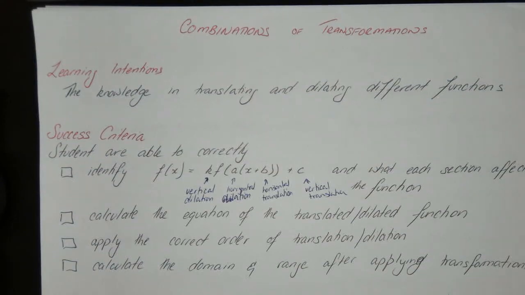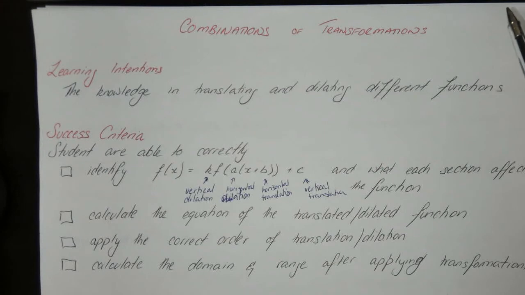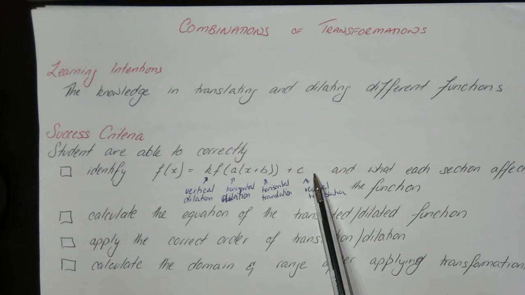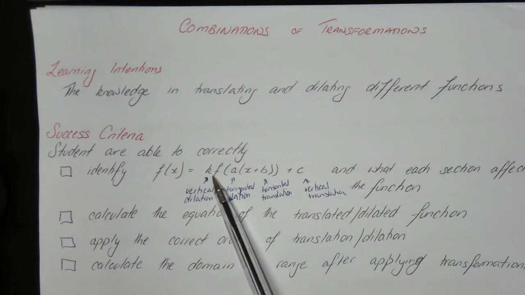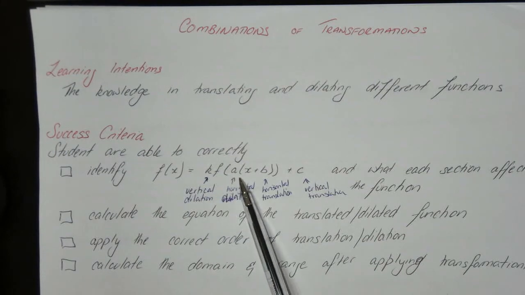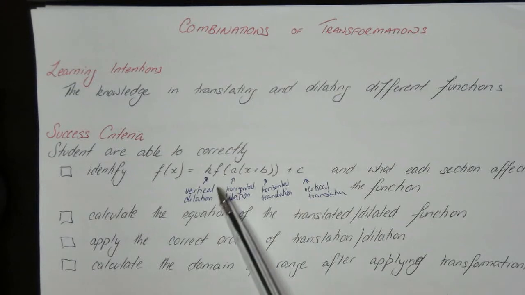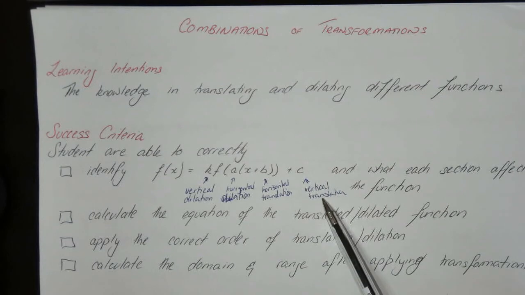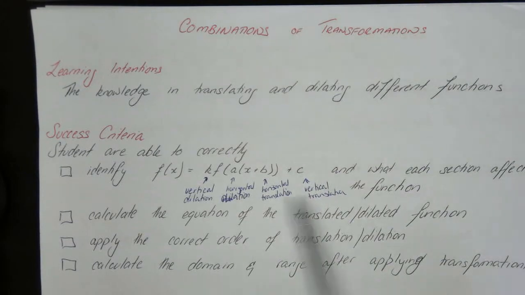Okay, so today we're looking at combinations of transformations. Our learning intention is the knowledge of translating and dilating different functions, and we will be successful if we can identify this formula, f(x) = k f(a(x + b)) + c, where k is your vertical dilation, a is your horizontal dilation, b is your horizontal translation, and c is your vertical translation. Okay, and we want to know how each section affects the function.